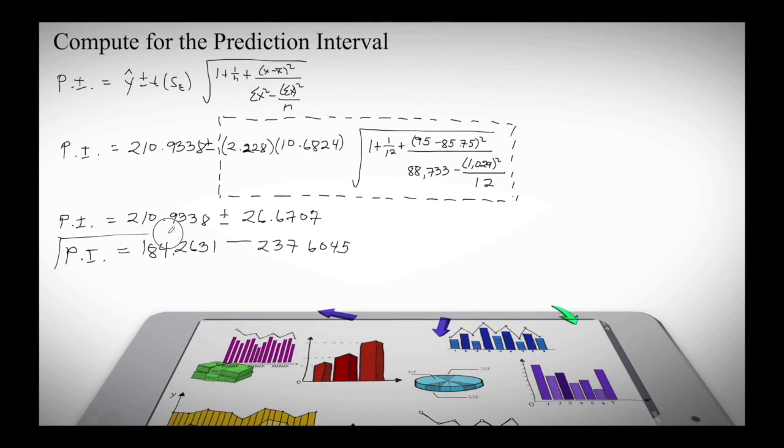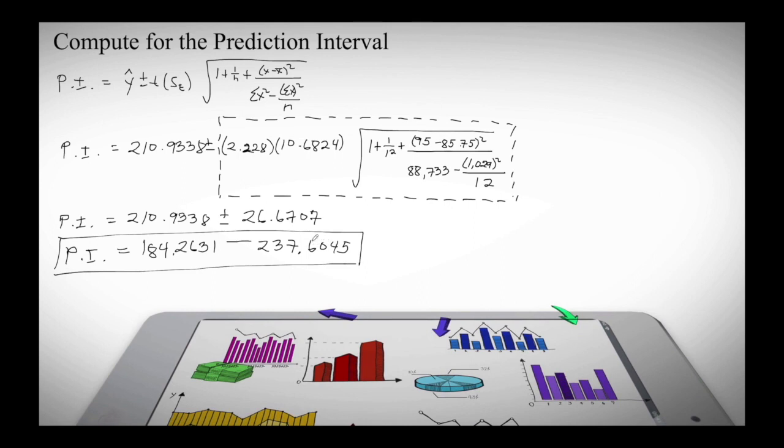Okay, so this will be our prediction interval. We conclude that the probability is 95% that the number of fruit shakes sold is between 184.26, or simply 185, rounding up guys, to 237.6045, or 238 fruit shakes.